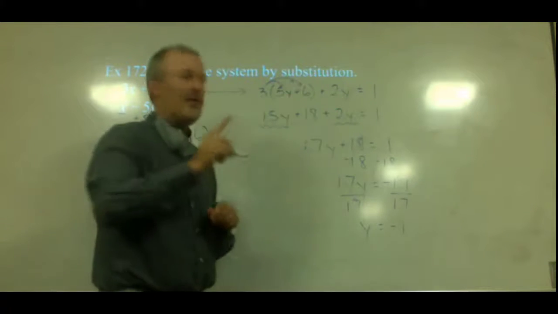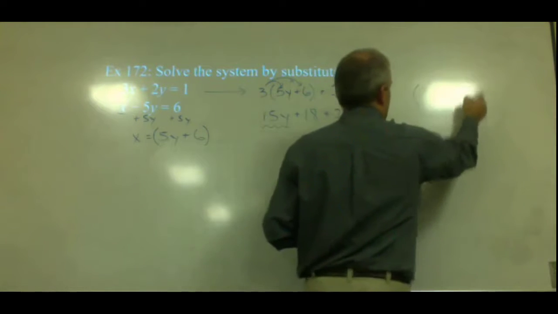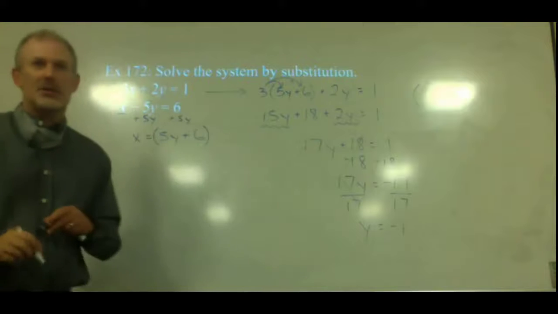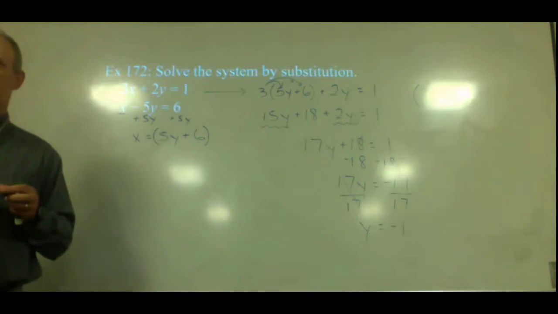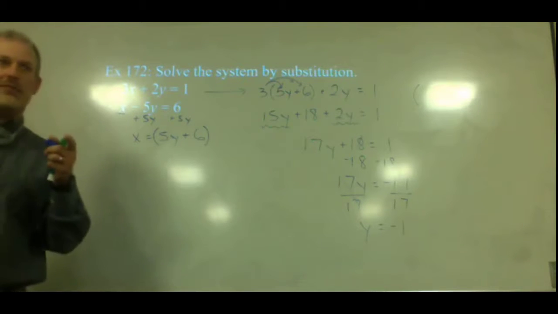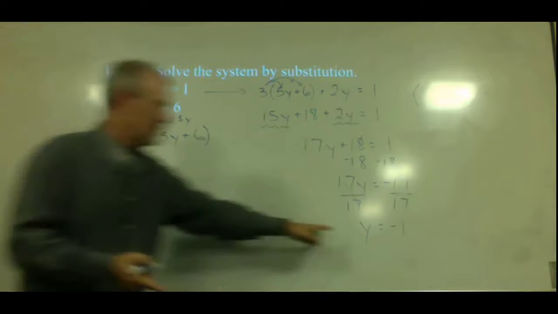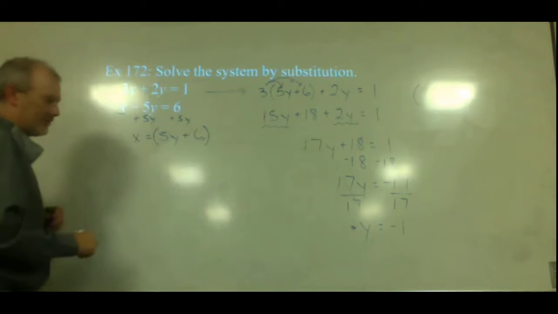Now here's where you want to be careful. When you write your answer now, it's y, so it goes second. Right? Make sure you keep them in order. X goes first, y goes second. Does that make sense? So you're not always solving for x first or always solving for y first. It's just whichever one you get. So in this case, y is negative 1.